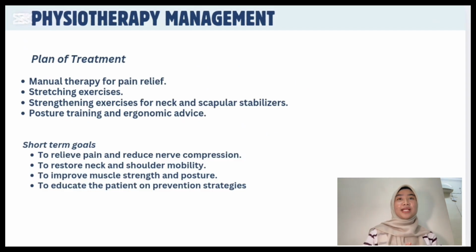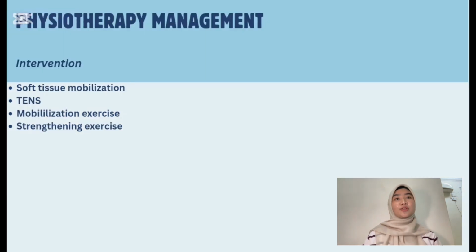Next, we move to the plan section, which covers the treatment goals and strategies. The goals for this patient are to reduce pain, to improve neck mobility, to restore muscle strength, and to educate on ergonomic strategy. The planned interventions include manual therapy, stretching exercise, strengthening exercise, and also posture training.